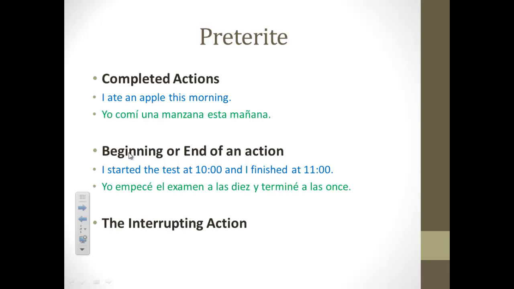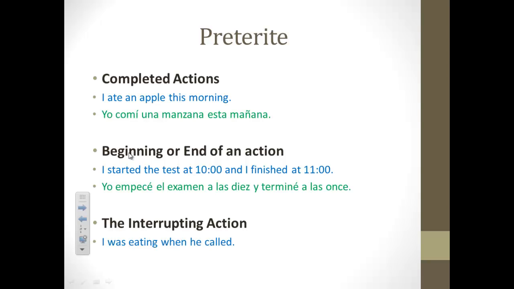Here's one that applies. Mrs. Thompson was talking when the bell rang. Okay, so the interrupting action. What interrupted? The bell rang. So that's preterite. What was going on? Well, Mrs. Thompson was talking. Okay, that would be the imperfect. Okay, so that's what was interrupted.